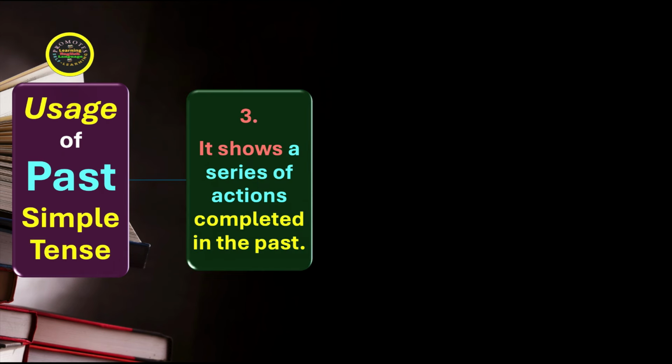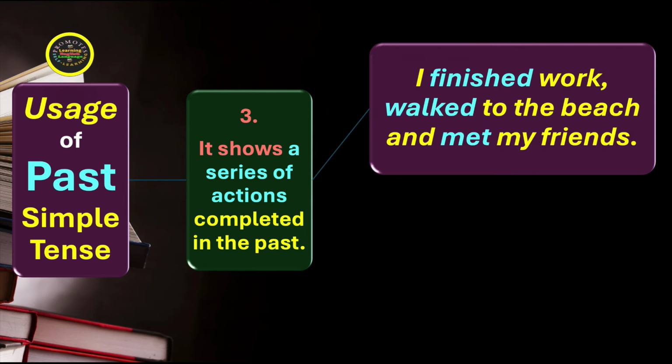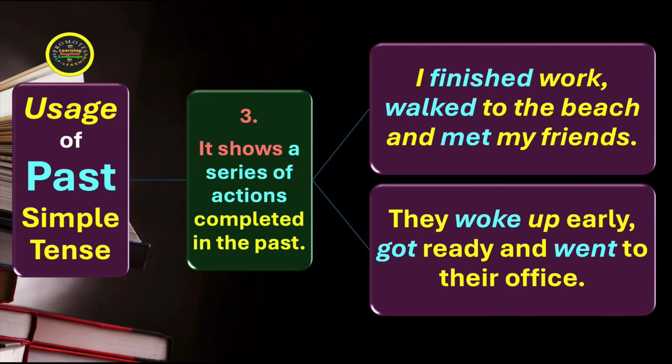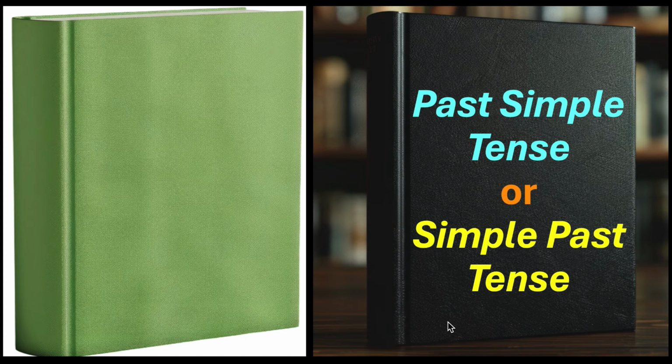We have the third usage of past simple tense. Point number 3, it shows a series of actions completed in the past. How? Let's see. I finished work, walked to the beach, and met my friends. They woke up early, got ready, and went to their office. So, a series of connected actions are being expressed in these sentences.